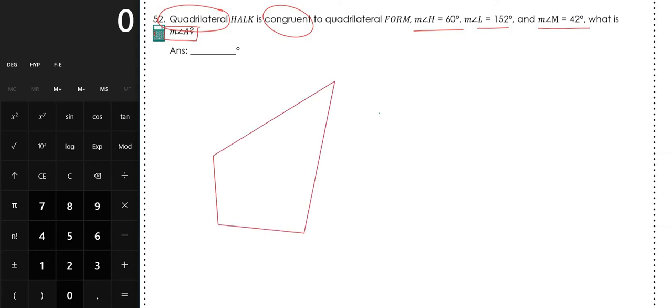Okay, as long as it's four-sided, I'm going to be okay. So let me go ahead and label this figure as well. It's called HALK. Let me start at the bottom as H, bottom left. Then I'll go clockwise, A, L, K.